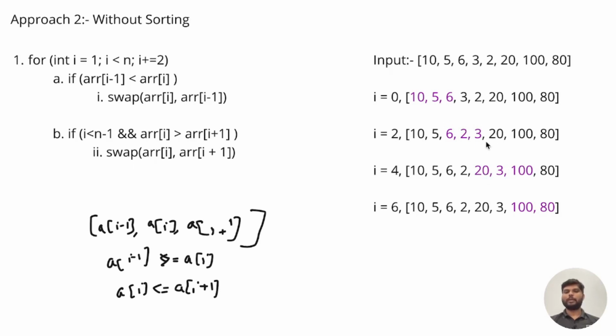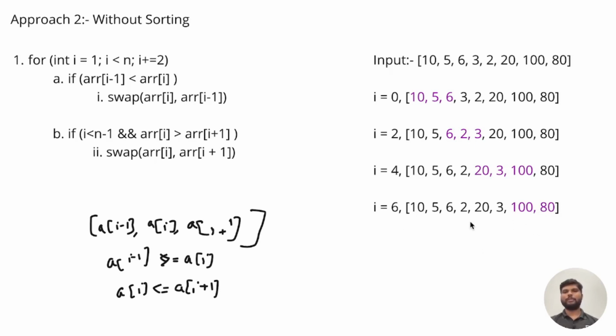We check whether 3 is smaller than 20. Yes, this is the case, so we swap the two numbers. So 20 comes at 3's position, and 3 goes at 20's position. So this is the output. After that we check whether 3 is greater than 100. That's not the case, so we don't need the swapping. Then we jump to the next triplet, this 80 and 100. In this iteration we check whether 100 is smaller than 80. That's not the case, so we don't need the swapping and we keep the numbers in the exact same positions. And at the end we just return the array.